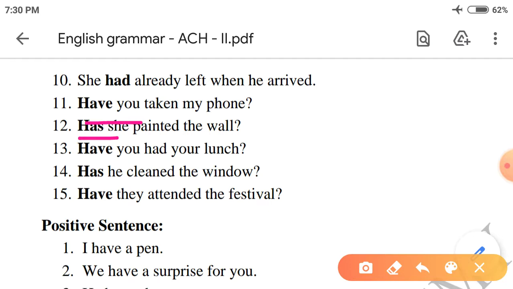Have you had your lunch? The subject is you. So here have. Has he cleaned the window? So here the subject is he. So we are using has. Here the subject is they. So we are using have. Understood? Okay.